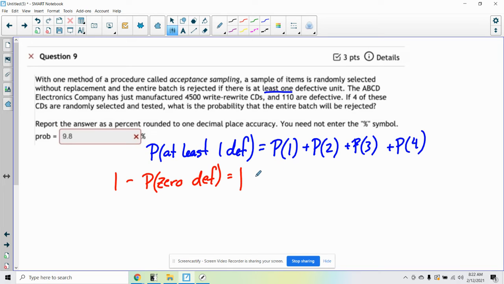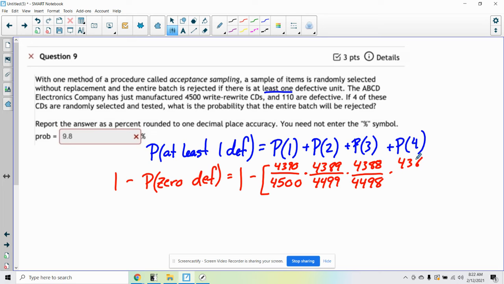So this is going to be 1 minus. So I have to figure out if I'm picking 4 things, the chances that the first one's not defective. Well, if the 110 are, and there's 4,500, that means out of 4,500, there's going to be 4,390 that are not. I'm just subtracting that from that. So I take one. The chance that the next one's not defective, there's 4,389 left out of 4,499. Do that again. 4,388 out of 4,498. And 4,387 divided by 4,497.